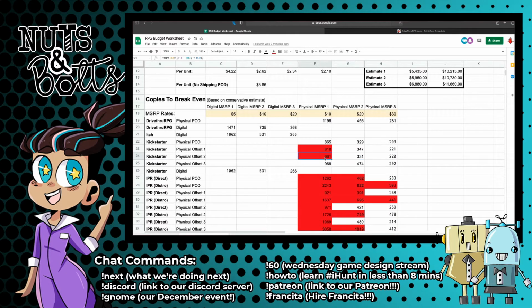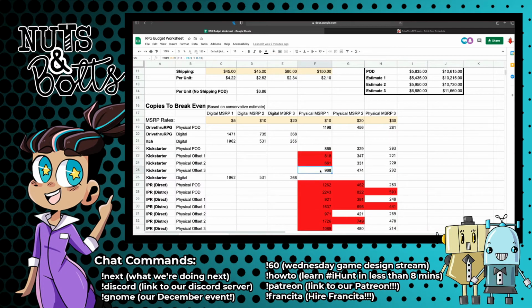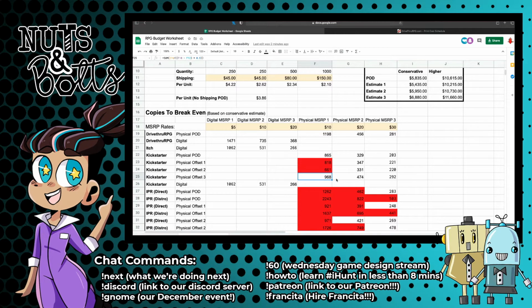The physical offset 2, you need to sell 661, and there are 500 copies. Not enough. However, physical offset 3, you need to sell 968, and you have 1,000 copies, so you will have enough, technically. You're cutting it a little close, but within a certain margin of error, you have the ability to break even, if you can sell all those copies. So that's why they turn red.